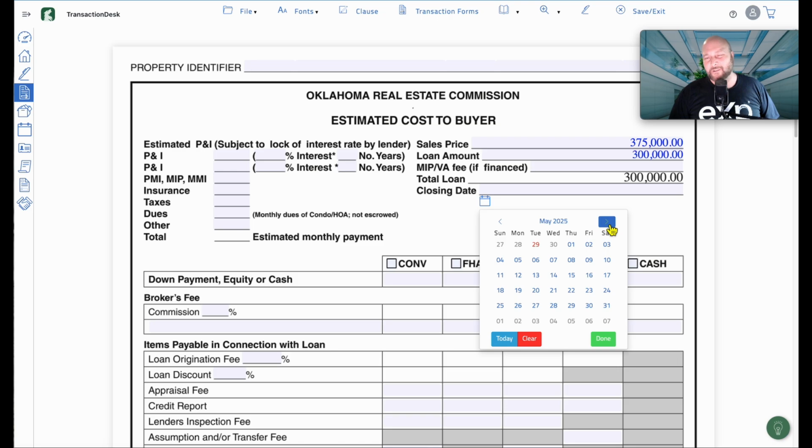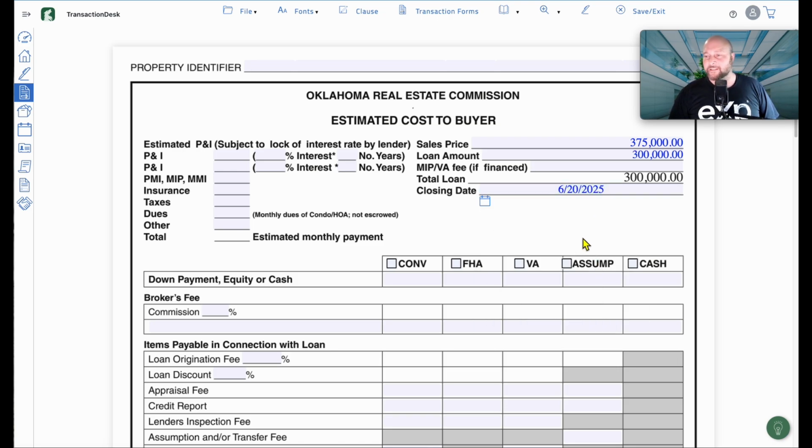Let's say we're doing roughly a 45-day closing, so I'd put us around June 20th as a closing date. You know what? Let's make it the end of June, just so that our other numbers are a little bit different. Are you guys following me right now? Thumbs up if you're following along on the estimated cost to buyer sheet, a line by line explanation of exactly what the costs are when you're buying a home in Oklahoma. $375,000, $300,000, $300,000. All right, does that make sense?